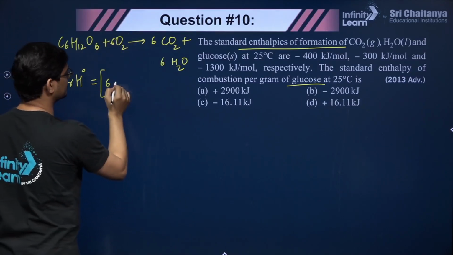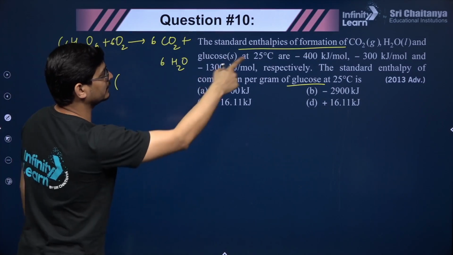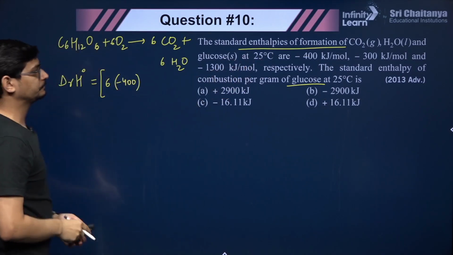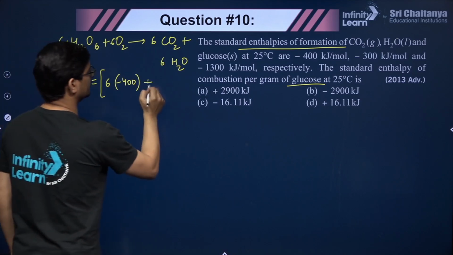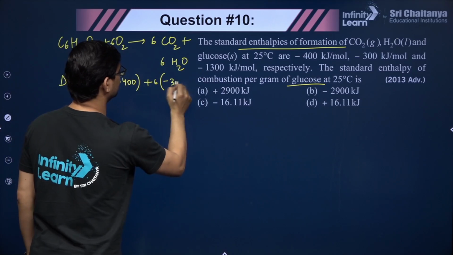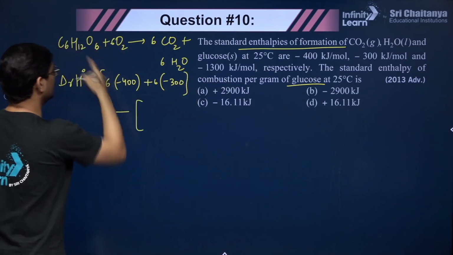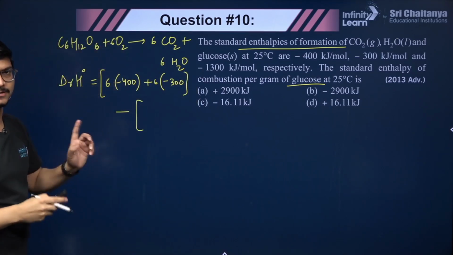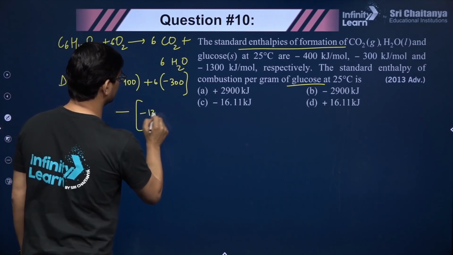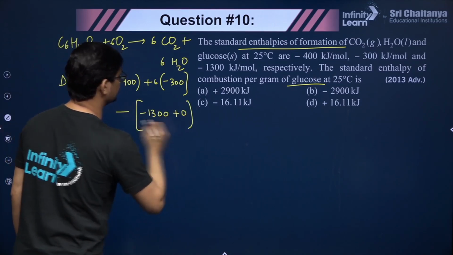So of course, 6 multiplied by the value of CO2 is minus 400, right? Then plus 6 multiplied by water. The value of water is minus 300, minus glucose, right? So products minus reactants, that is what we have to do. So glucose, that is given to be minus 1300, and oxygen will be 0.